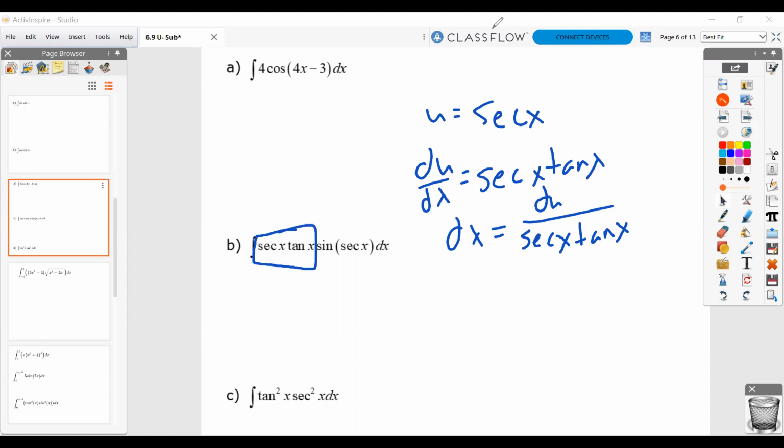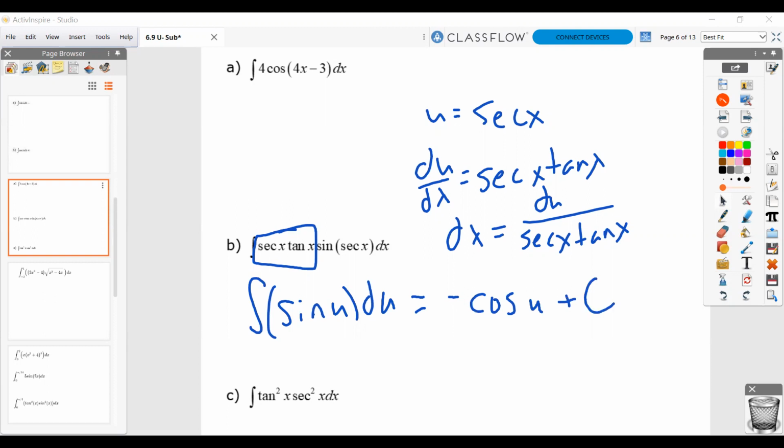That's way too much multiplication. This becomes the integral of sine of u du. And now the antiderivative of sine is just going to give us negative cosine of u plus c. And then the last piece is negative cosine of the secant of x. Weird problem to think about because it's like cosine of secant, right? They're not inverses of each other, but one's cosine and one's 1 over cosine.